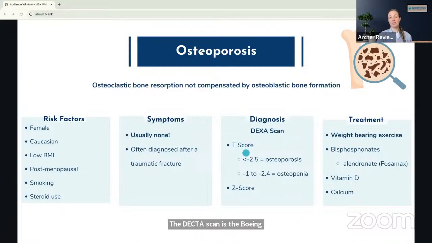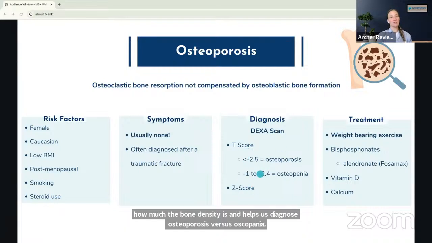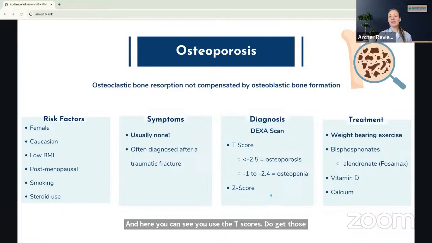And here you can see we use the T-scores to get those diagnoses. It will be on the report. Oftentimes it will tell you the T-score and the associated diagnosis. The treatment for these: weight-bearing exercise, super, super critical that we have our elderly patients doing weight-bearing exercise to put stress on those bones so they regenerate. Additionally, we'll use the alendronate or Fosamax plus vitamin D and calcium.